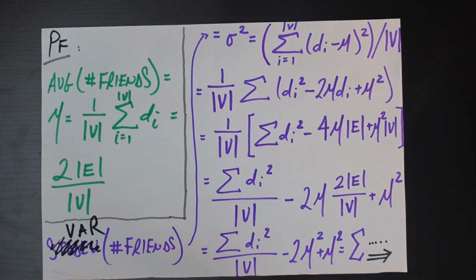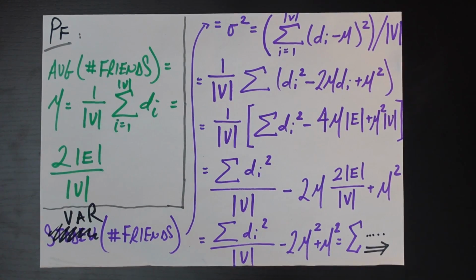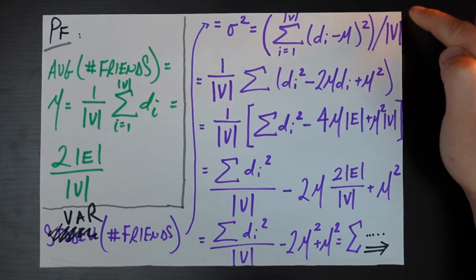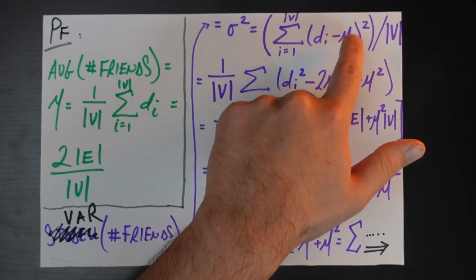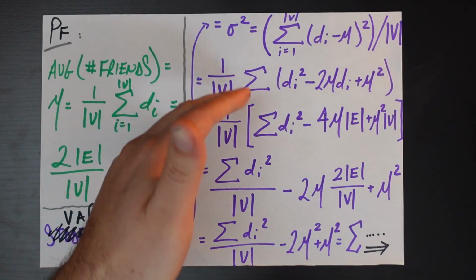Let's appeal to the definition of the variance. So the variance of anything is the sum of the squared deviations divided by the total number of things you care about. So now we just expand the inside and you get 1 over the number of people in the world.